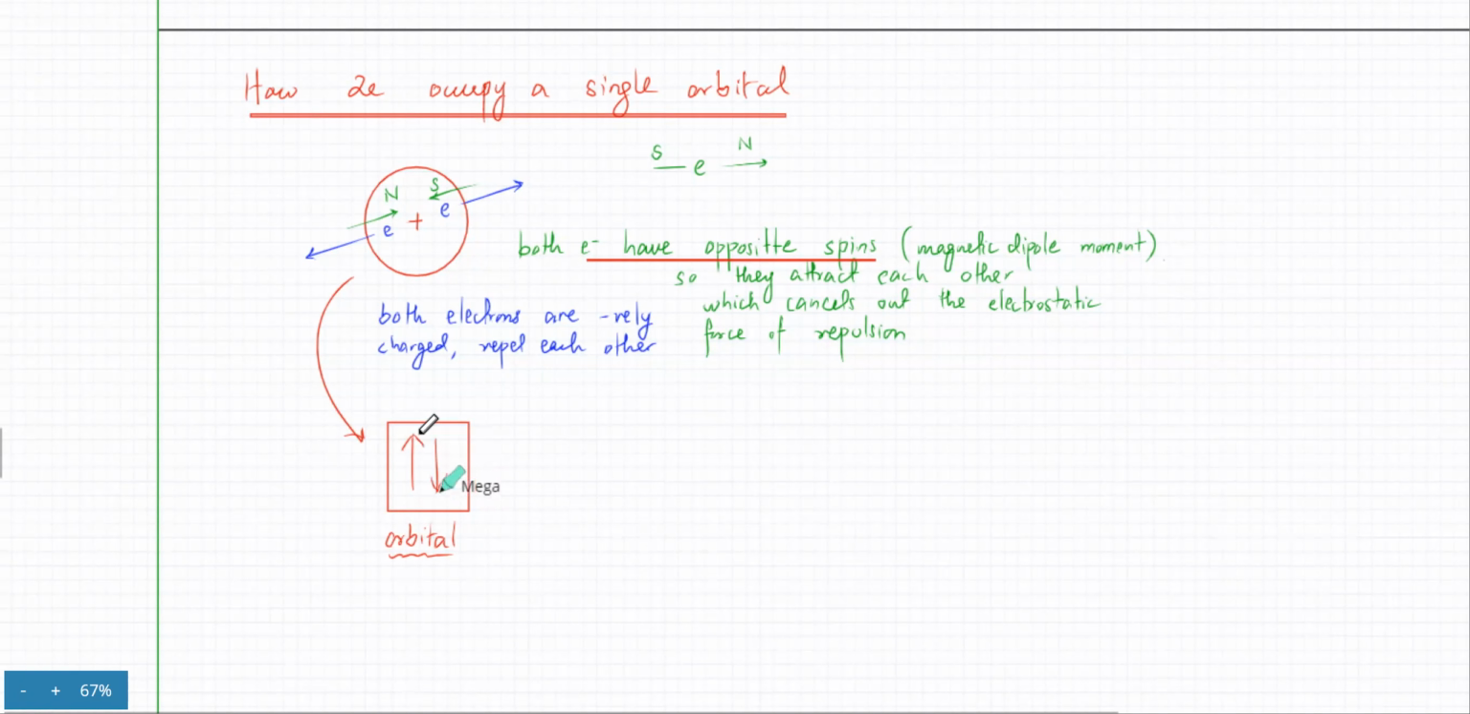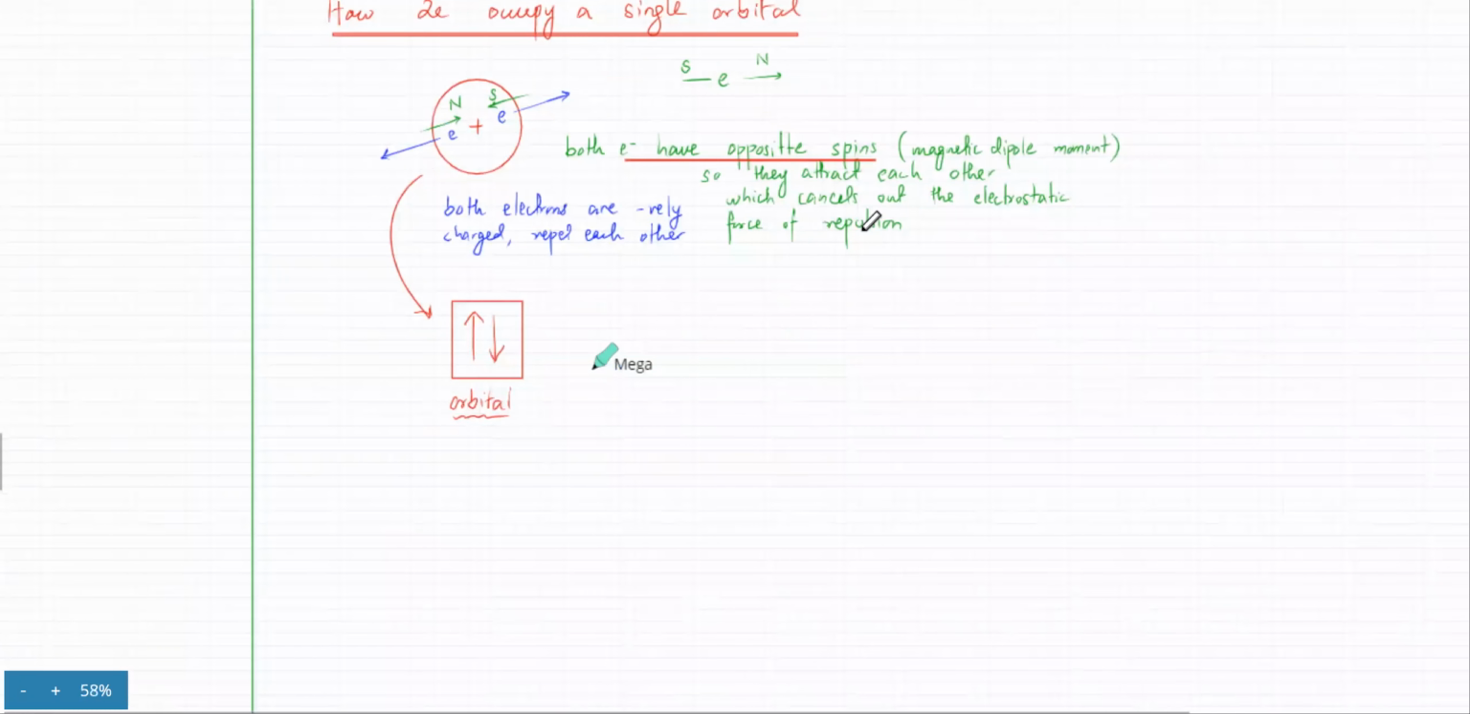Make it a full arrow. One of the electrons must be pointing upwards, the other electron must be pointing downwards. That shows that they have opposite magnetic fields or magnetic dipole moments, or you can call them spins. Now, another tiny bit is, how is a subshell filled?